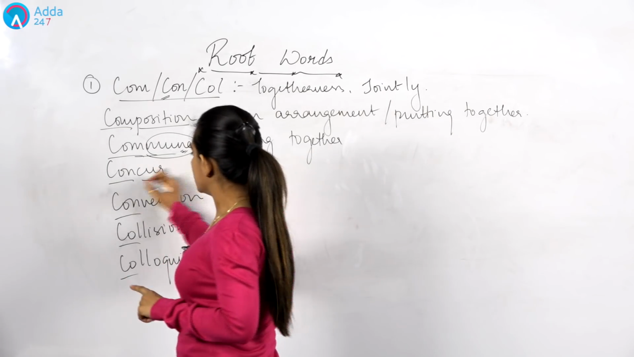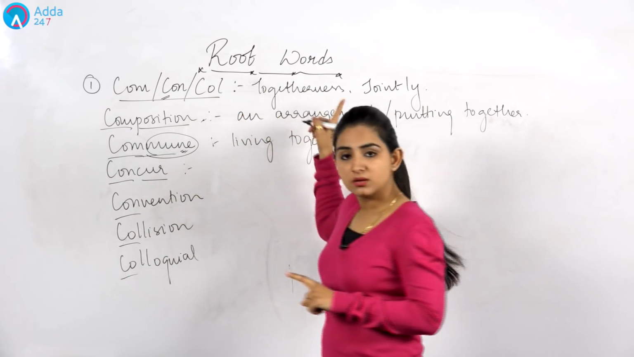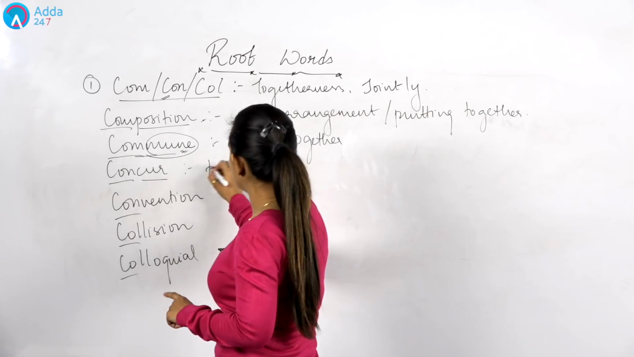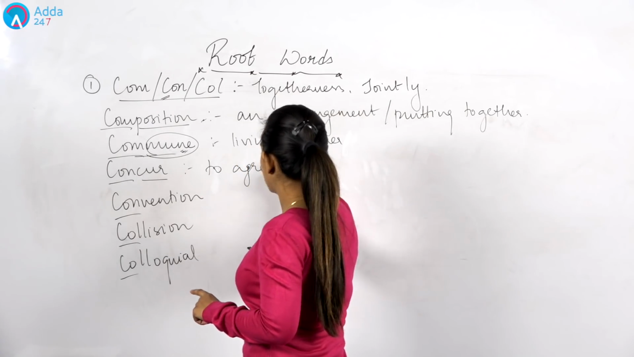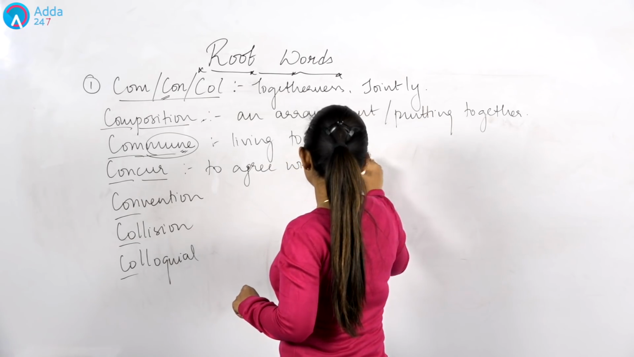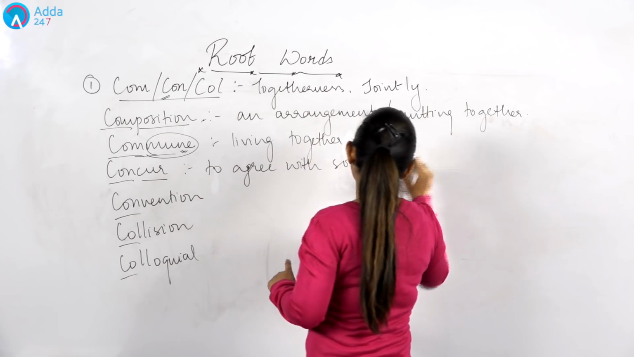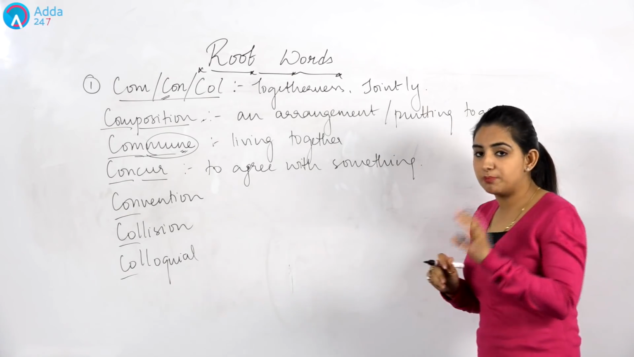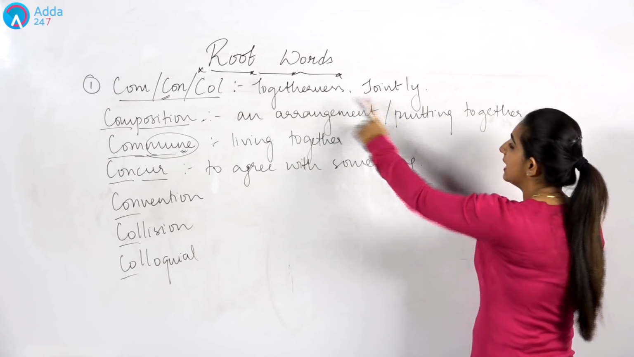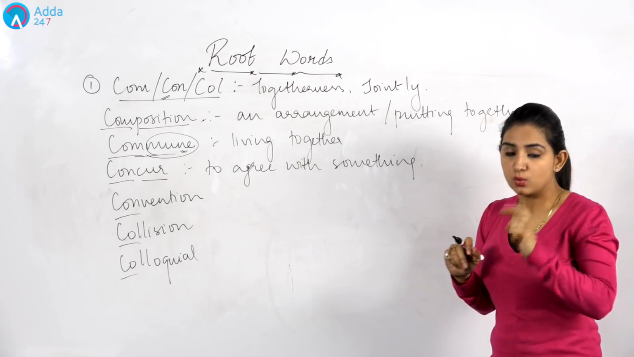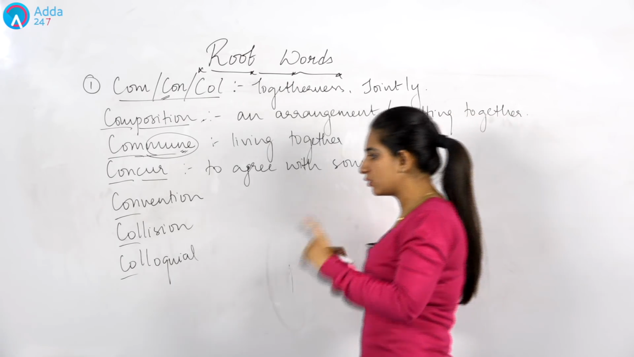Next is conquer. Con again means what? Togetherness. So conquer means to agree with somebody. If somebody is trying to say something to you, earlier maybe you were not listening, but then you agree to that person and you do something jointly with togetherness. That is what we mean by conquer.